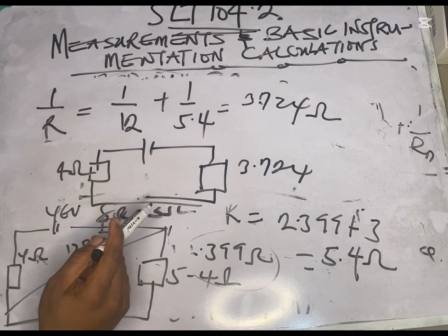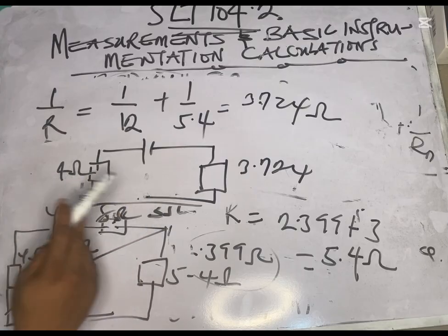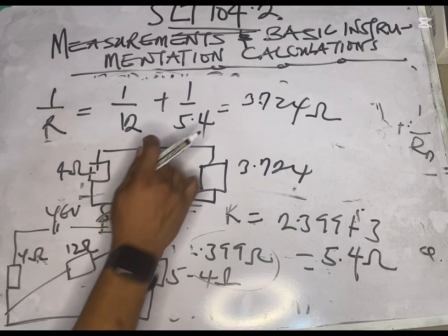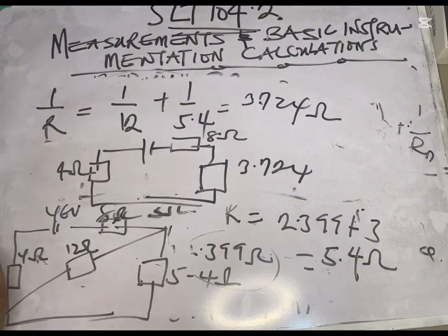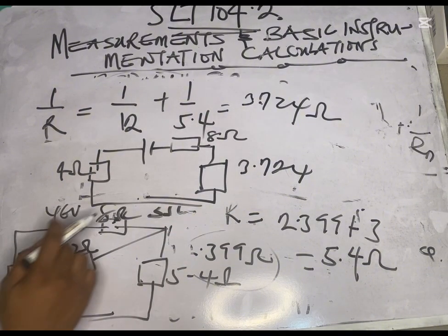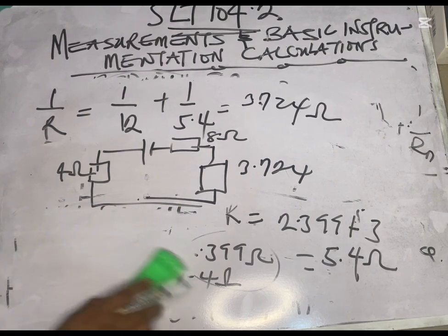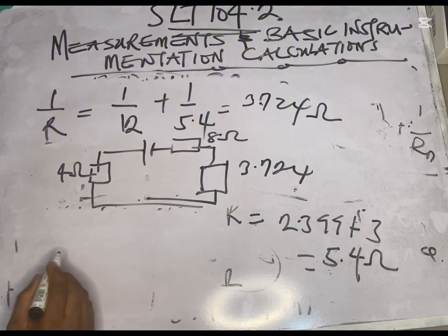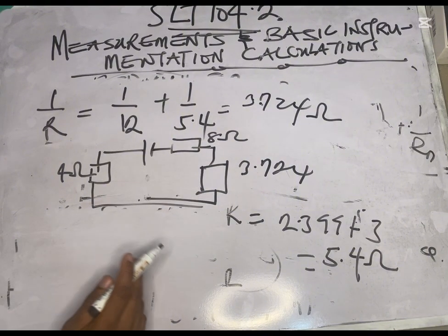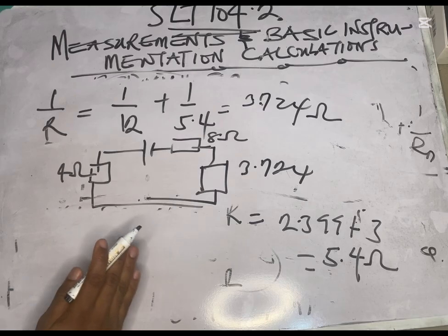So now, if you look at it very well, we have two different circuits. But by the way, mind you, we still have our 8 ohms here. Please, let's not omit that. We still have our 8 ohms here. So we've now been able to resolve the 12 and the 5.4 to form this. All right, so this is what we have at this point.